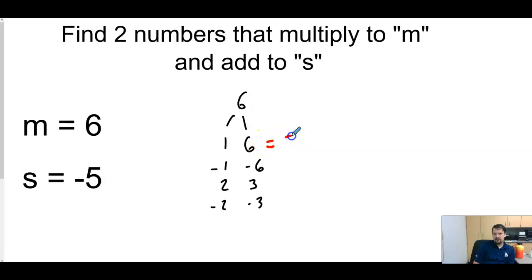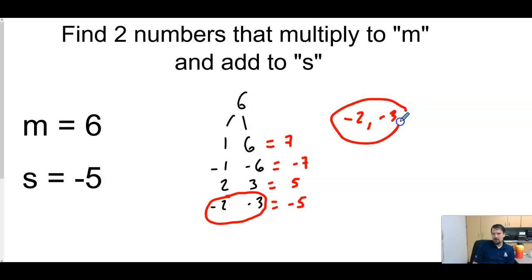1 plus 6 is 7. Negative 1 plus negative 6 is negative 7. So neither of those. 2 plus 3 is 5. Negative 2 plus negative 3 is negative 5. So there we have our answer right here. Negative 2 times negative 3 multiplies to positive 6 and adds to negative 5. So negative 2 and negative 3 are my two numbers.